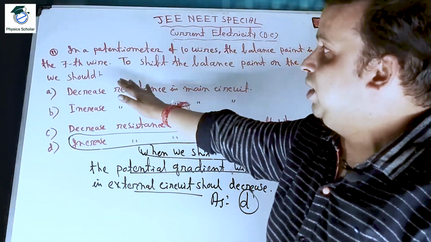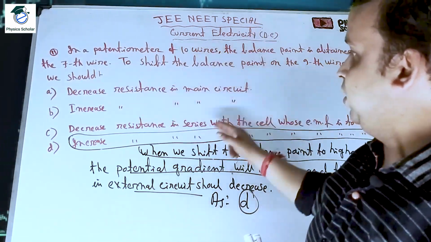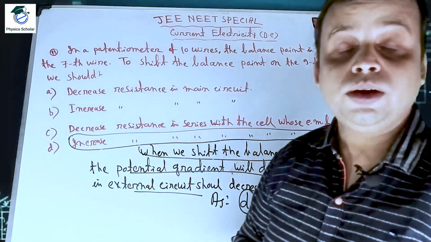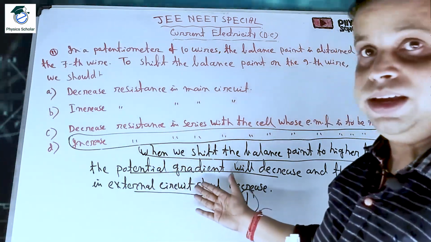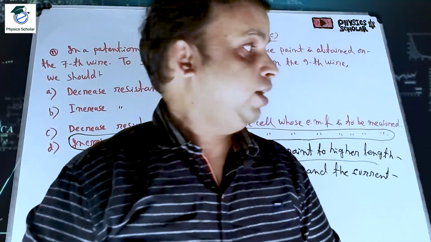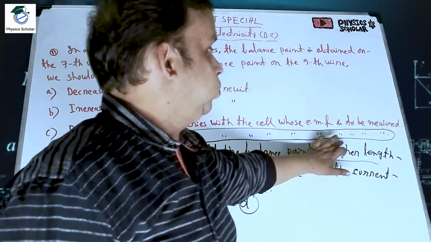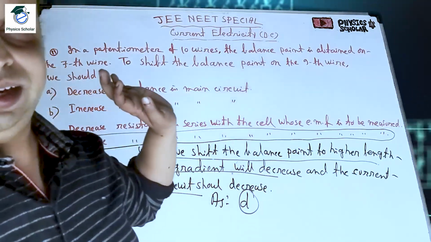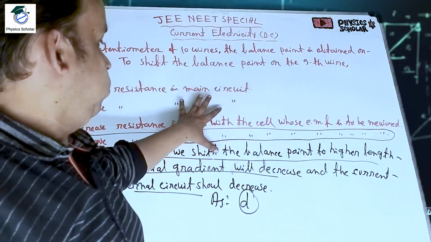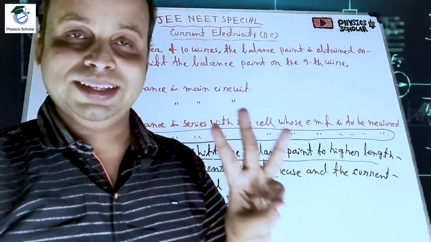So if the balance point is shifted from a lower to a higher point, then for this option, the resistance of the potentiometer wire should be increased. Or the last option, the increase in the resistance in series with the cell whose EMF is to be measured. Clear? So these options will be correct. Clear to all of you? Okay. So I hope you have understood this. Now without further delay, let us move to point number 3.